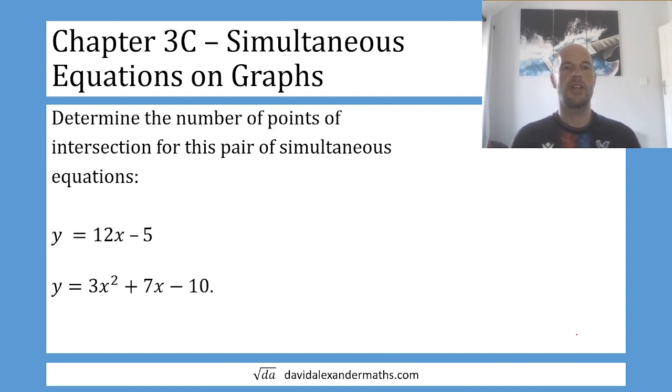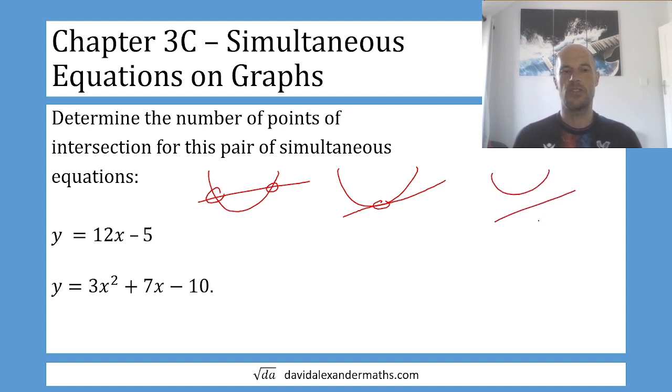Determine the number of points of intersection for this pair of simultaneous equations. Okay, so what this question is asking is, this is the 3x squared plus 7x minus 10. This is the 12x minus 5. Are we getting two solutions? Are we getting just one solution? Or are we getting no solutions?